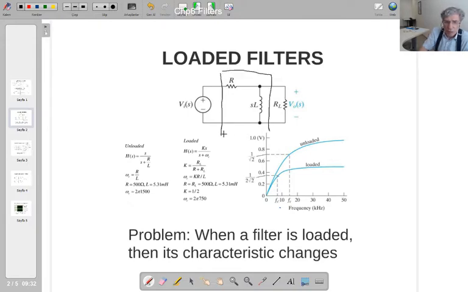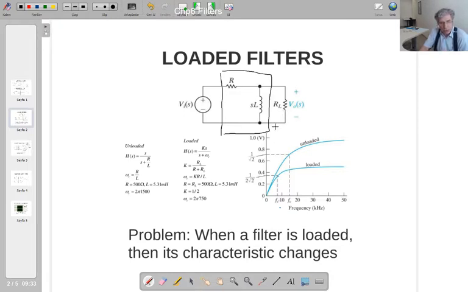So we are loading it because when you filter a signal, the output signal is going to be used somewhere. That is what somewhere is. So when you connect that R_L, that means you are changing your circuit, isn't it? So you've got to examine now the output where the R_L is included. So your transfer function is going to change.